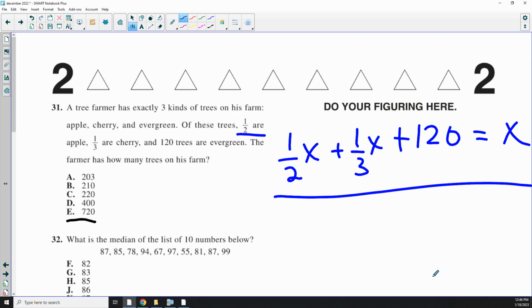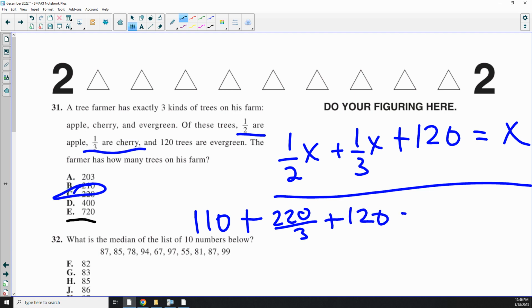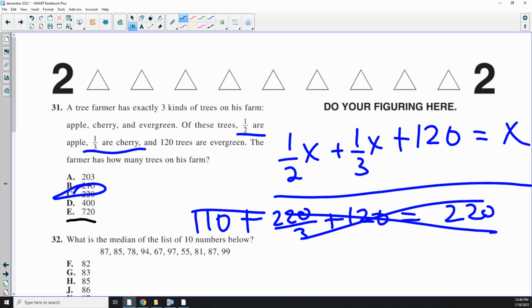I would have plugged and shoved. I would have taken the 220 and said, all right, half are apple, so that's 110. A third are cherry, that would be 1/3 of 220, so it doesn't even work out evenly. And then added the 120, and that should equal 220, which it certainly does not. If you do that, this would last as the number that you need. The answer is E.